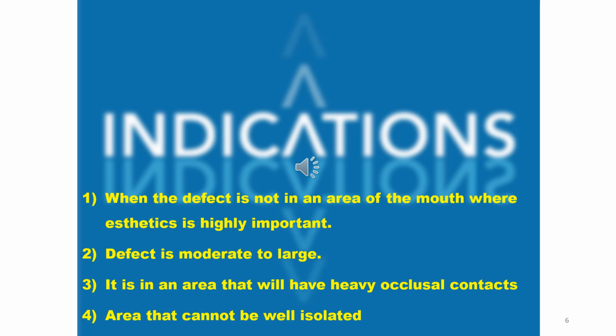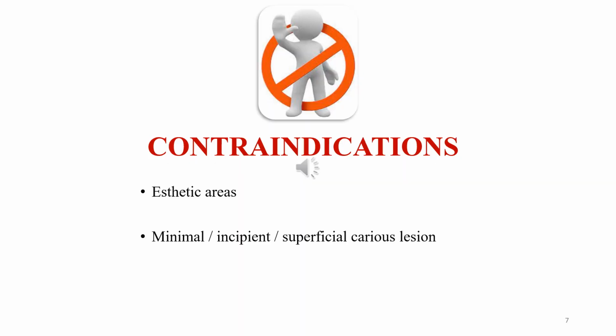The indications of class 1 cavity preparation for dental amalgam include when there is a defect which is not in the area of aesthetics, a defect which is moderate to large, in an area which will have heavy occlusal contact or load, or an area that cannot be well isolated. In all these cases, it is indicated. Class 1 dental amalgam restoration is contraindicated in aesthetic area cases or where the caries is minimal, incipient or superficial.